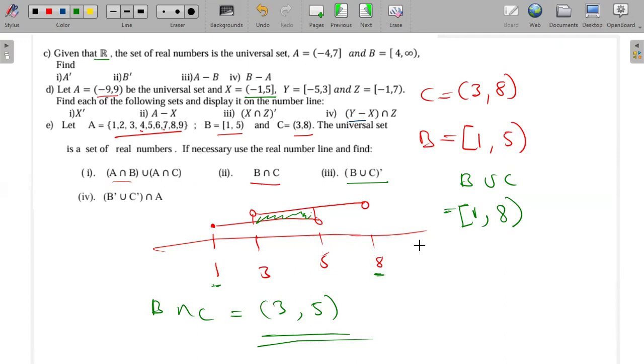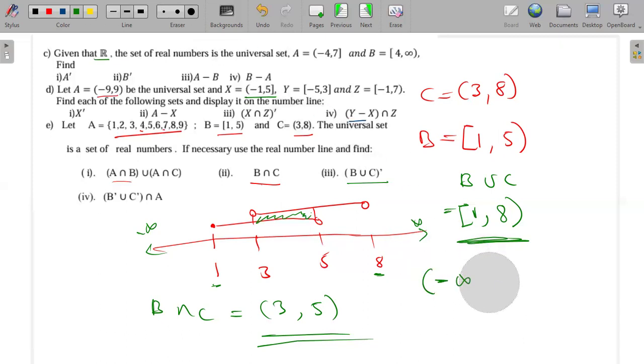So the set of real numbers being our universal set, it means everything that sits outside this union of B and C, but is in the set of real numbers, is my B union C complement. Since we are considering the set of real numbers, they go from negative infinity to infinity. So it means all points from negative infinity here, like that.